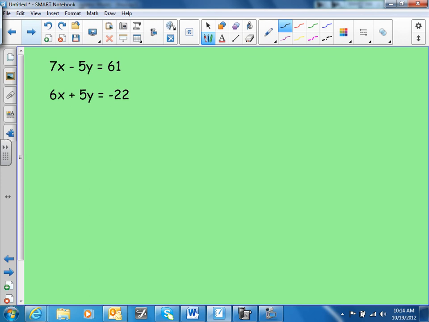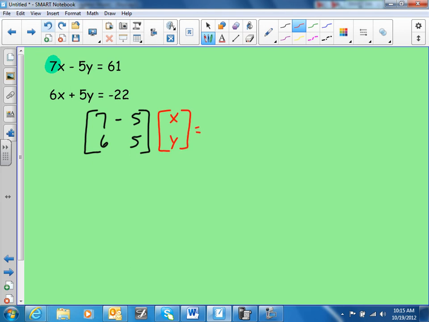We're going to use the same concept on this one. I want my coefficient matrix, which is 7, negative 5, 6, and 5. Those right there are my coefficients. We're going to multiply that by x, y, and put it equal to our constant matrix, which is 61 and negative 22.